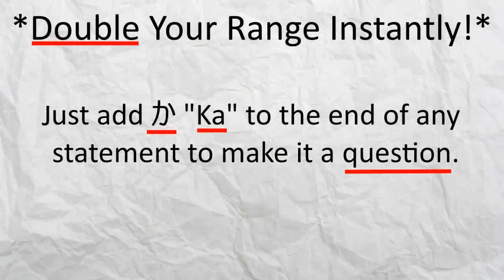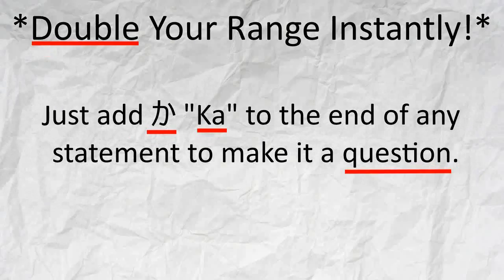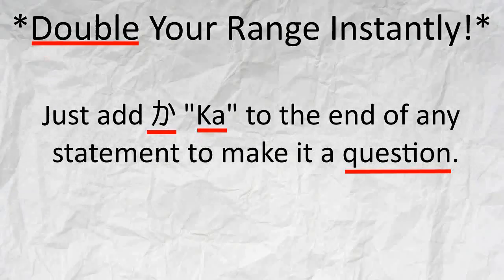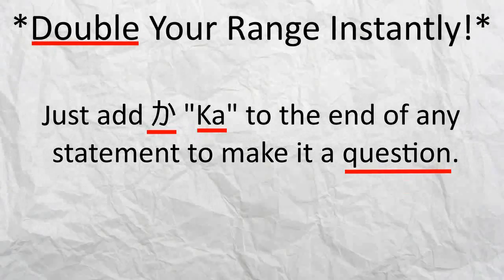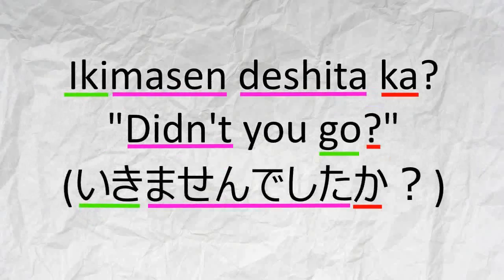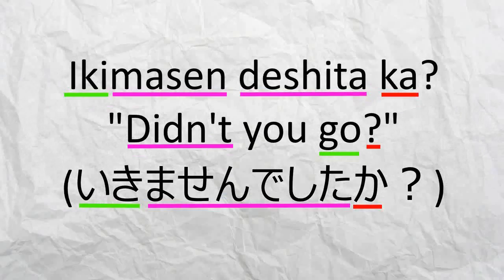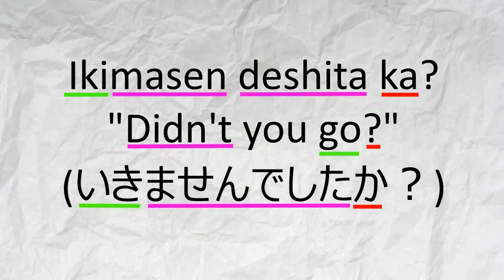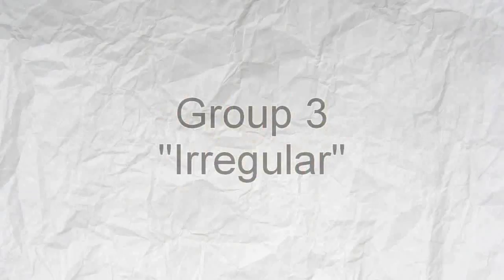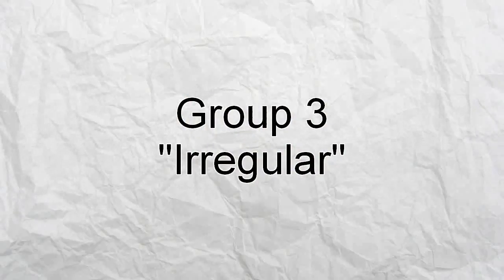And a tip to expand your range in Japanese in an instant is just add ka to the end of any statement to make it a question. So the statement is ikimasen deshita, I didn't go. Ikimasen deshita ka? Didn't you go? Boom. Works with everything I have previously mentioned, and it works with group 3 verbs, which we'll now take a look at.